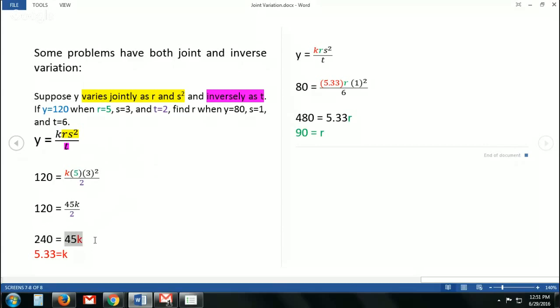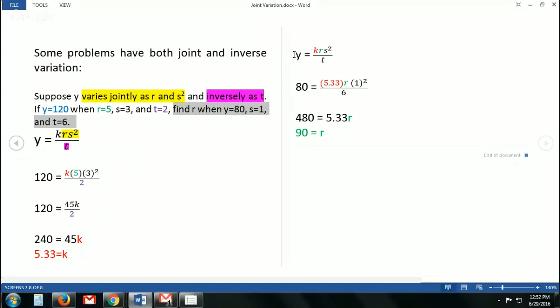If we divide both sides by 45, our decimal approximation here is 5.33. That is an approximate value. It's 5 1/3 that we have for our k. The 3s are repeating. Now that we have an approximate value for k, we'll be able to find the answer that we're looking for. We were asked to find r when y is 80, s is 1, and t is 6.